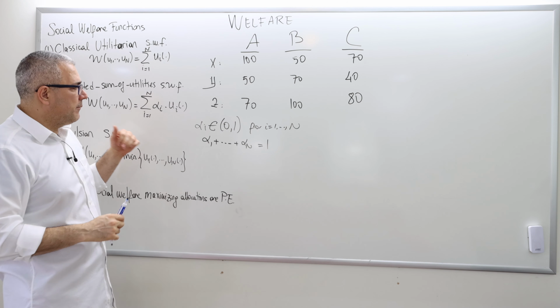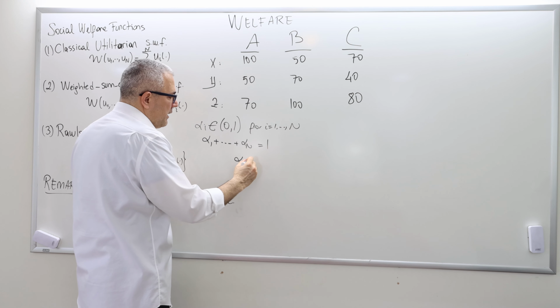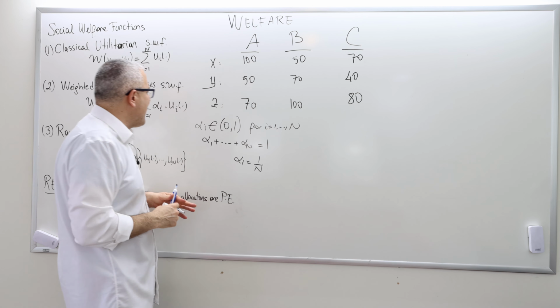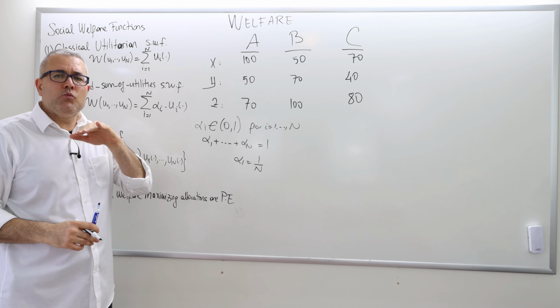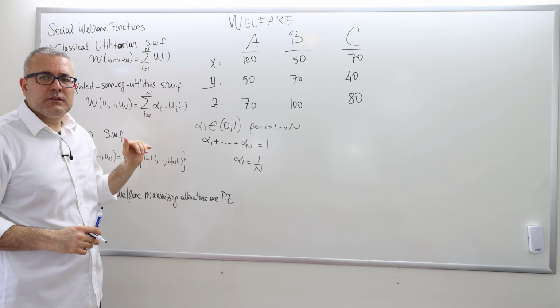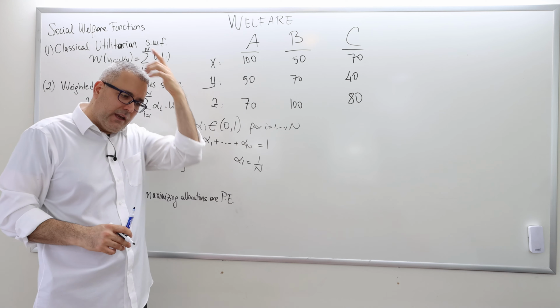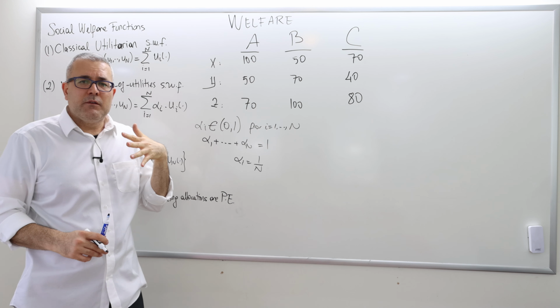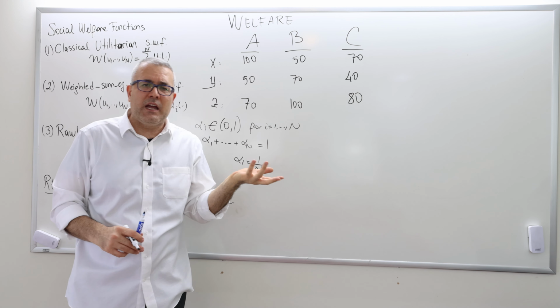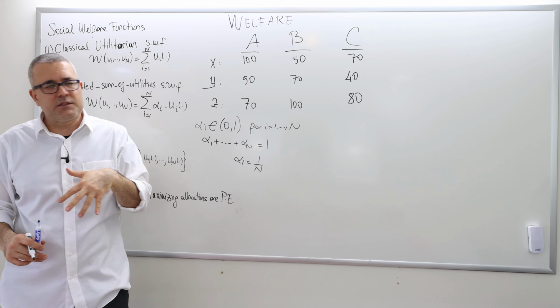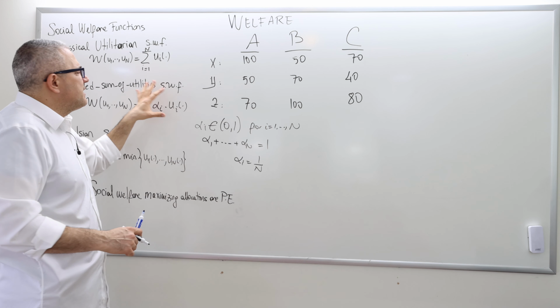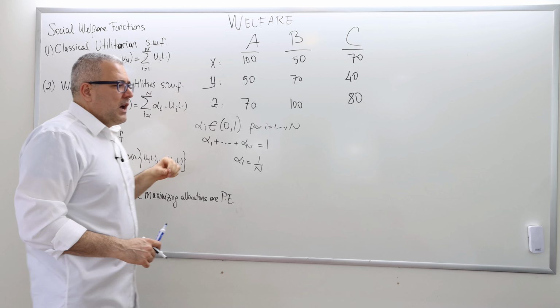So if, for example, each alpha i is equal to 1 divided by n, it gives the same weight to all agents. However, if alpha i is different from 1 over n, it gives more weight to some agents and less weight to other agents. All right. Well, what is the intuition behind this?